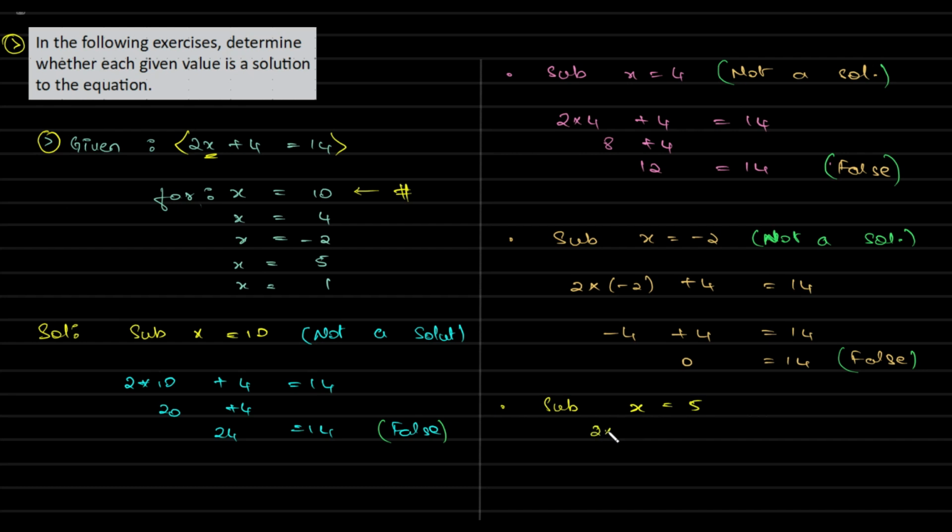So 2 into 5 plus 4 is equal to 14. 10 plus 4, which is 14, is equal to 14. It's a true statement, and that's why we have this to be a solution. Right? This is a solution. Okay, the value 5 is a solution for this equation.